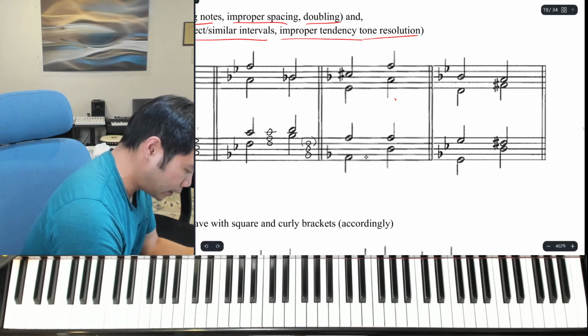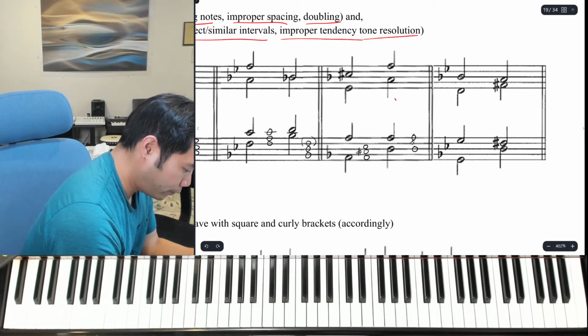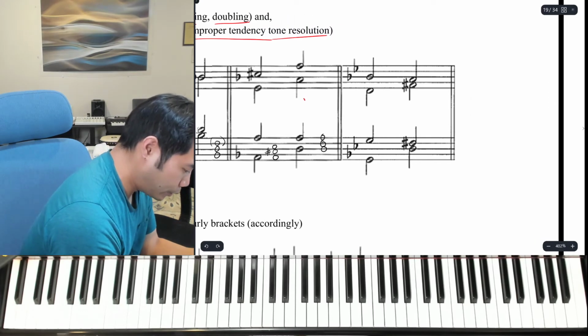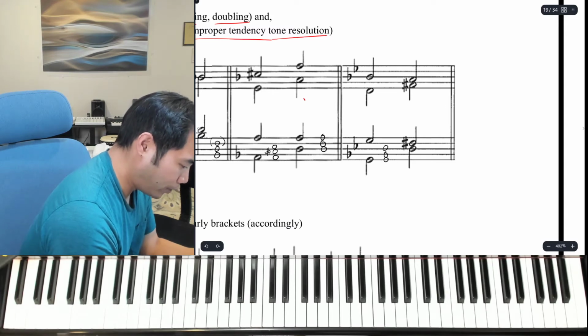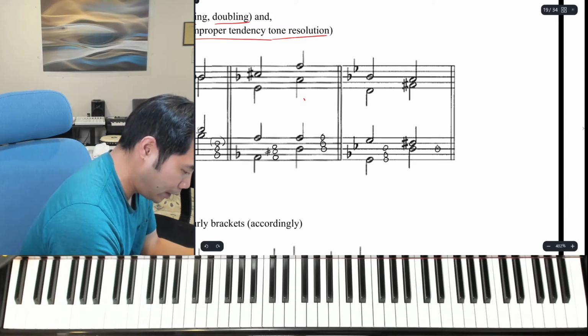Next we're looking at this: A, C sharp, E, another A. That's fine. Let's look here. We have a D, an A, and an F. That's fine. Next we have a G, a D, and a B flat. That's fine. And lastly we have a D, F sharp, and an A.